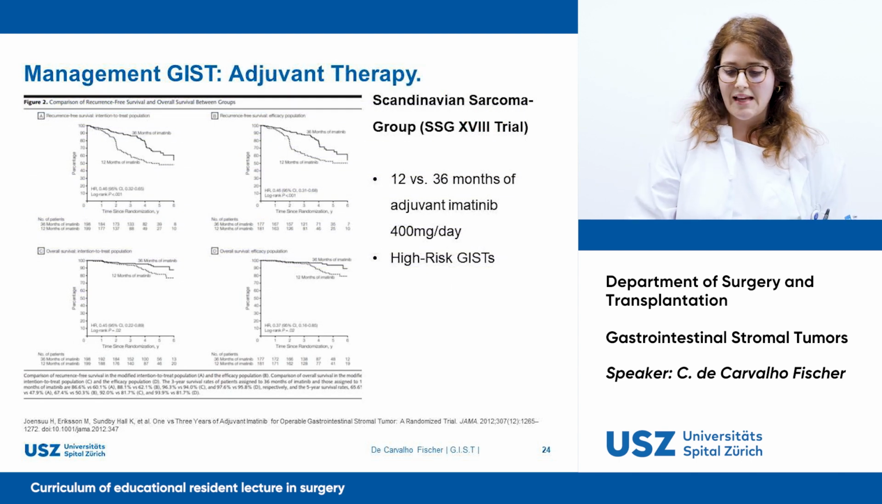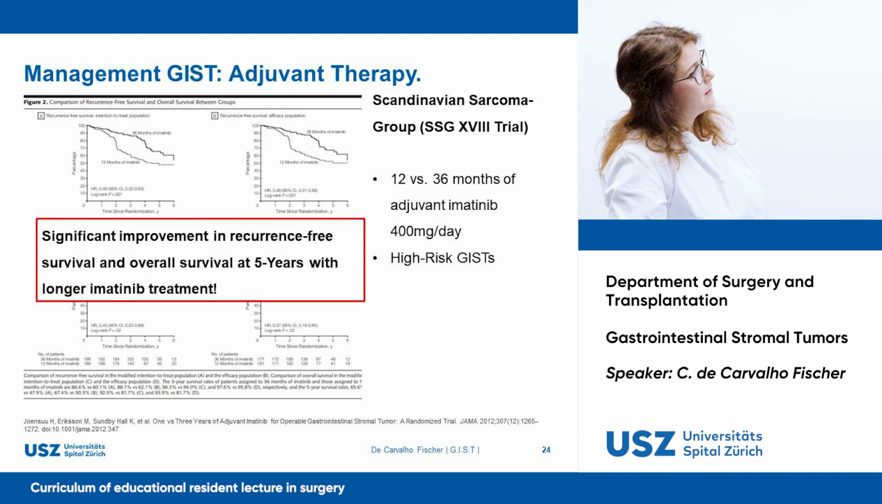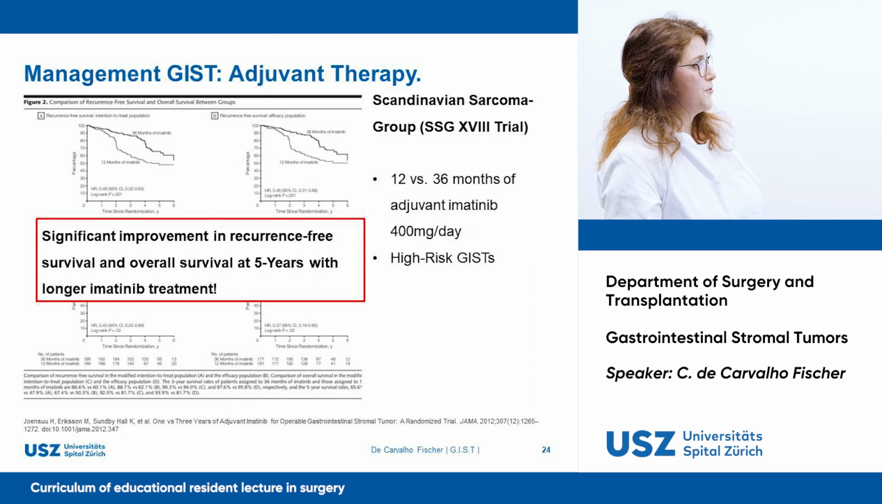Then this study from the Scandinavian Sarcoma Group on adjuvant therapy compares 3 years of adjuvant therapy with imatinib to 1 year of adjuvant therapy with imatinib, and is really the basis of why after surgery we give 3 years of imatinib therapy in high-risk patients. Exactly. They were able to show significant improvement in recurrence-free survival and overall survival at 5 years with longer imatinib treatment.